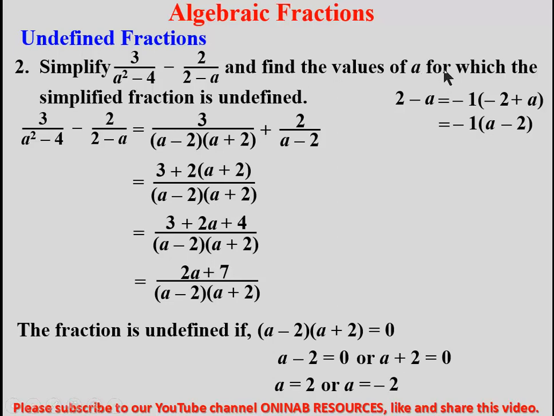We've gotten the values of a for which the simplified fraction is undefined. So this is the simplified fraction, and the values of a are 2 or negative 2. That is to say, when you put a equal to 2, this simplified fraction will be undefined since the denominator will be 0. Or put a equal to negative 2, the denominator will also be 0, which makes the simplified fraction undefined. So we have done justice to this problem, and this is the end of the tutorial.